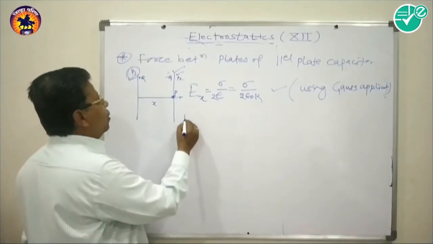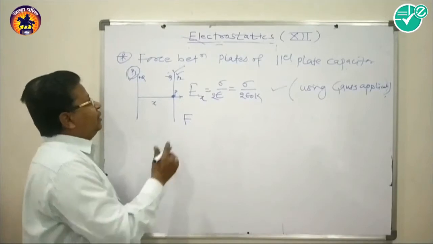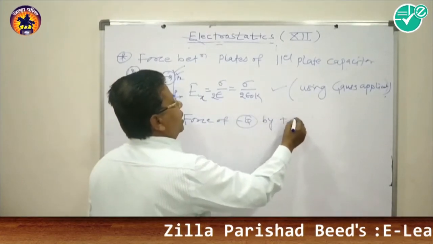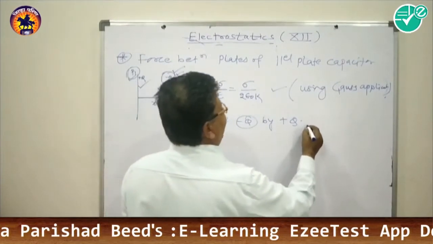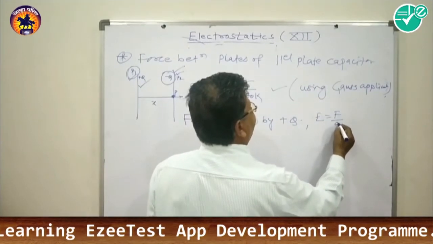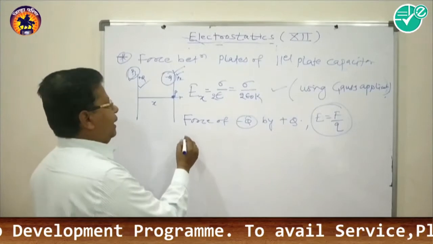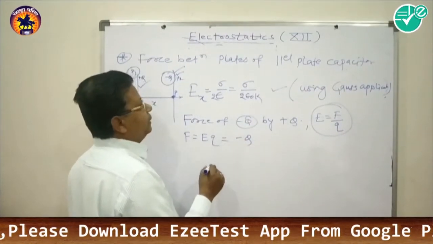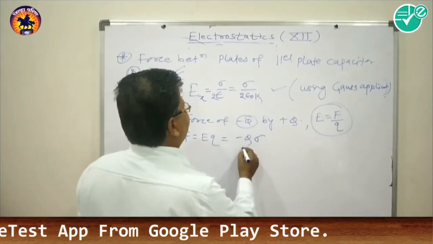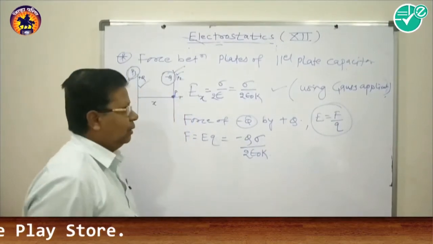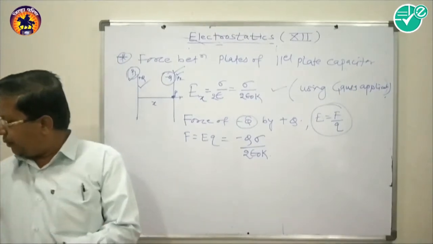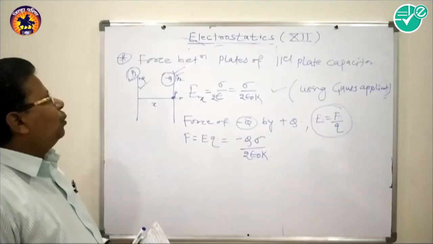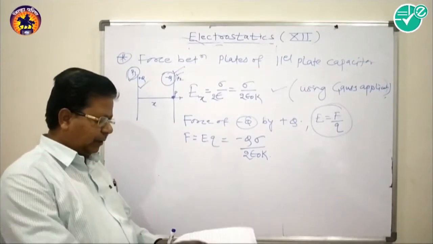Now the force acting on charge minus Q by plus Q, the force on minus Q by charge plus Q, is given by, as we know that E is equal to F by Q by the definition of electric field intensity, and hence the force is equal to E into Q, that is equal to minus Q into sigma divided by 2 epsilon 0 K, since the charge on the second plate is minus Q. So this is the value of force which acts on the two plates of a parallel plate capacitor.